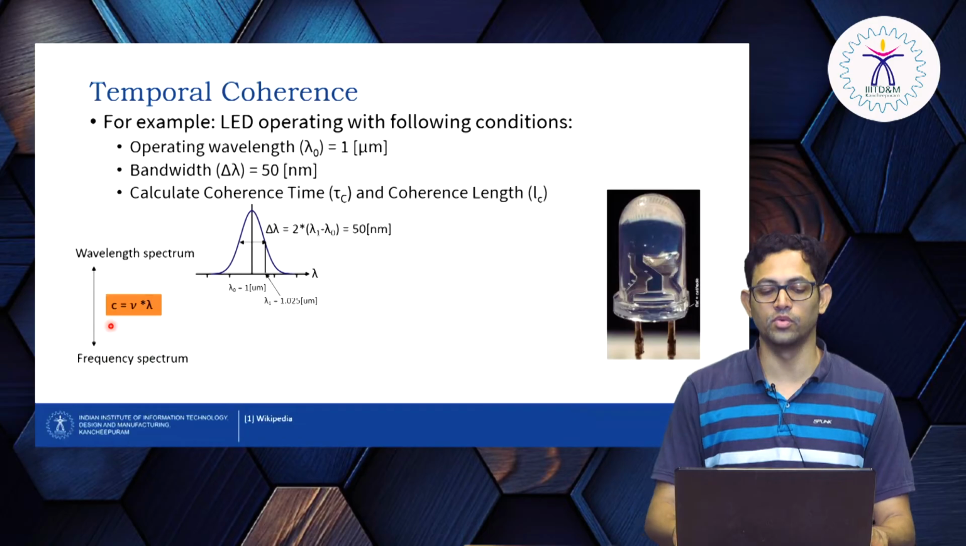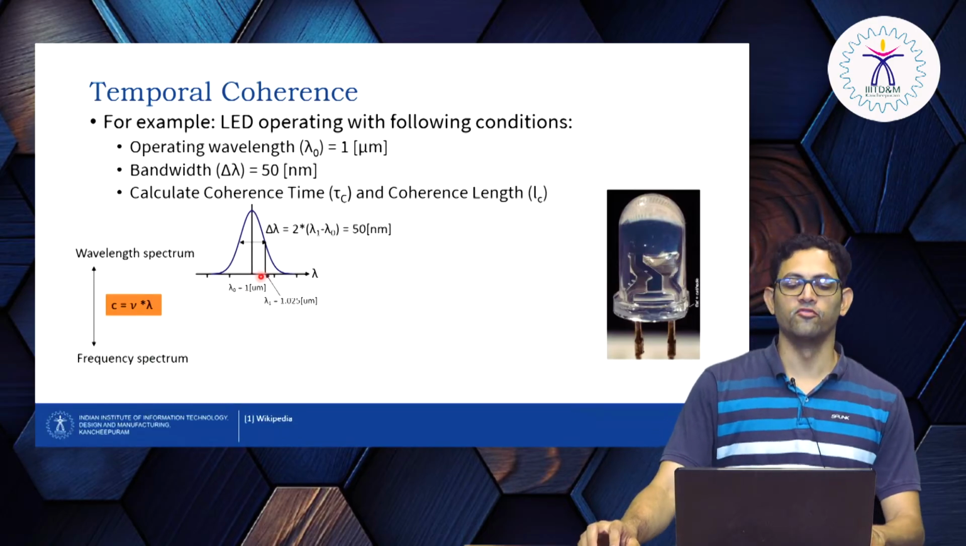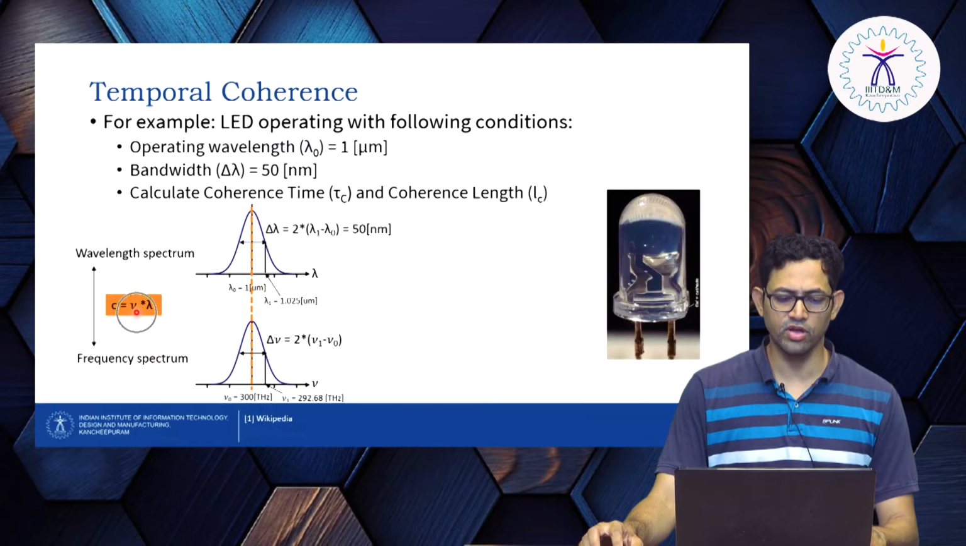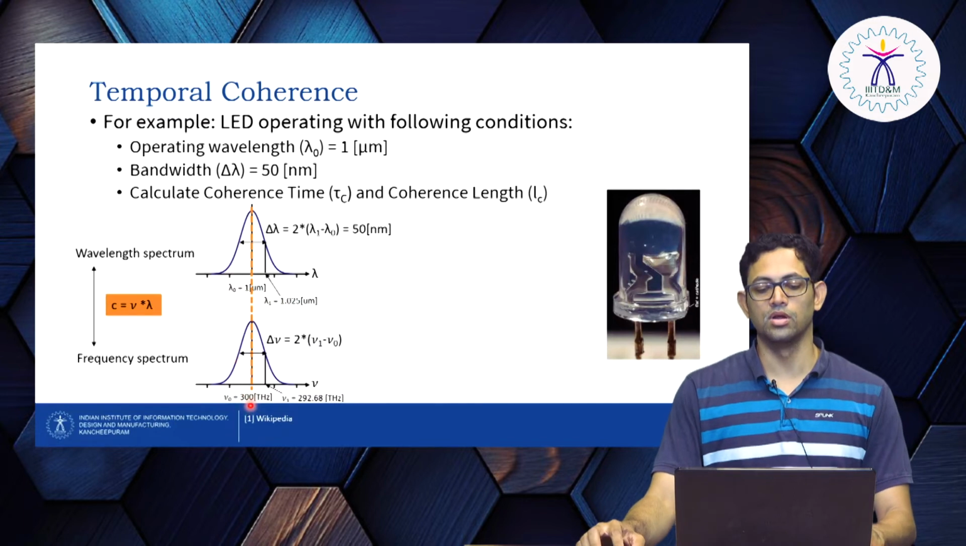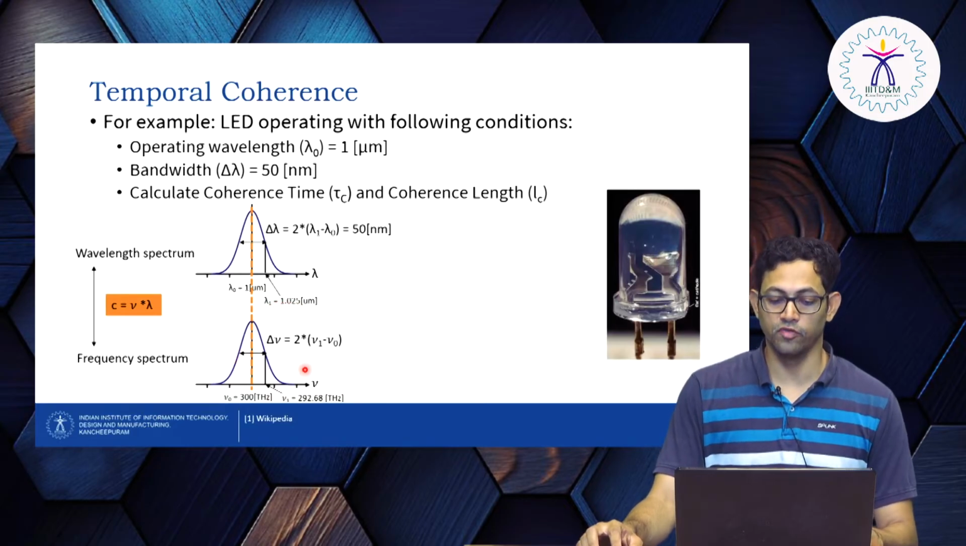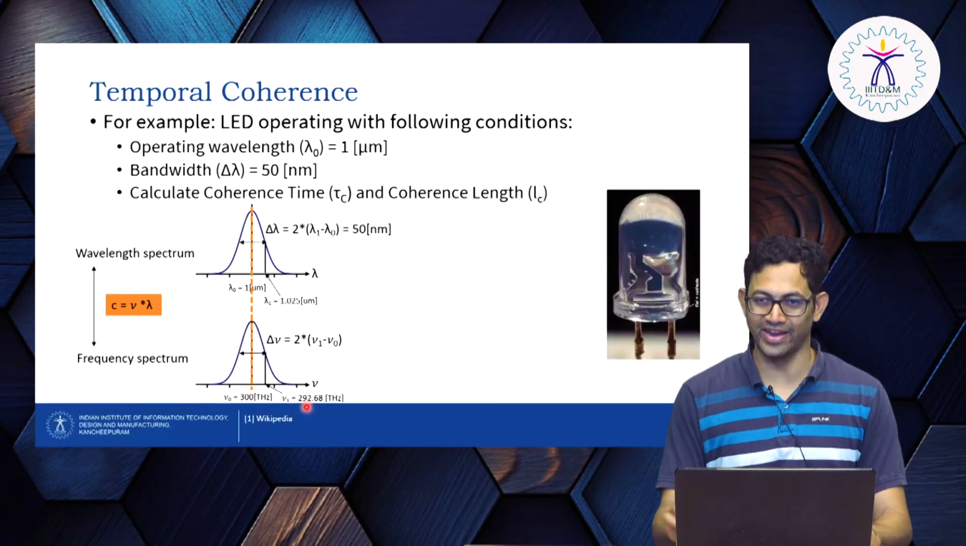Now we convert this into a frequency spectrum, right. It's important to convert your wavelength domain to the frequency domain, using a simple formula, c equal to f lambda, where f is nothing but the nu over here. So 1 micrometer corresponds to 300 terahertz. If you put 1 micrometer in the denominator, then you calculate nu. So nu is 3 times 10 power 8 divided by 1 into 10 power minus 6, which will be around 300 terahertz. Now what is the corresponding value of nu for lambda 1 equal to 1.025? If you do that, you will see it's around 292.68 terahertz, right.